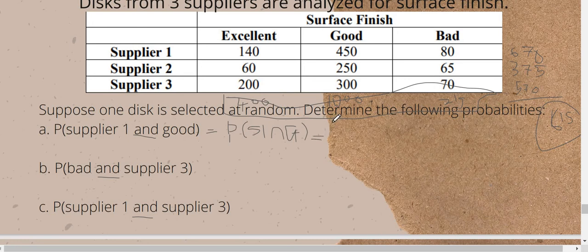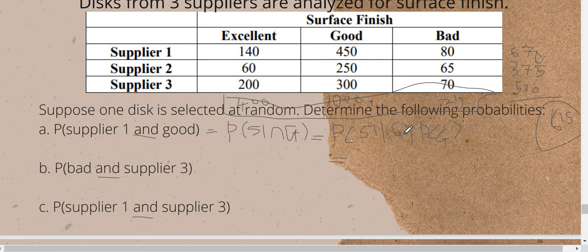So the formula will be P of S1 given G. Yes, it's just conditional probability, right? Given G, and then times what? Times the probability of G. Okay, we will multiply with the given one, and the given one here is G, good. So you find out all these values.